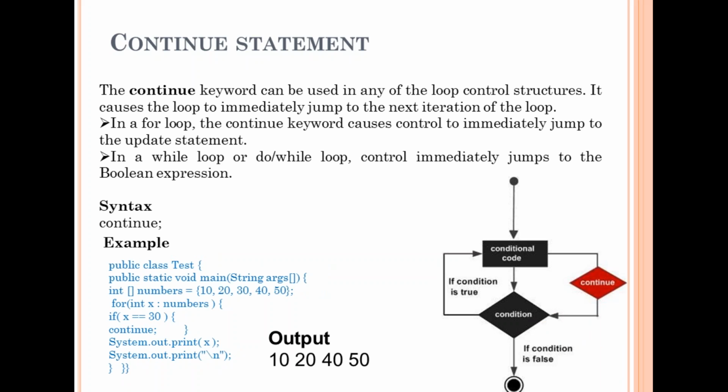The continue statement. The continue keyword can be used in any of the loop control structures. It causes the loop to immediately jump to the next iteration of the loop. In a for loop, the continue keyword causes control to immediately jump to the update statement. In a while loop or do-while loop, the control immediately jumps to the Boolean expression.